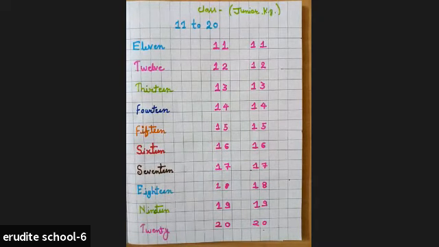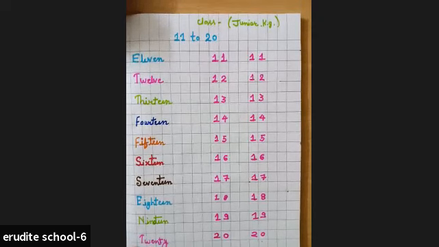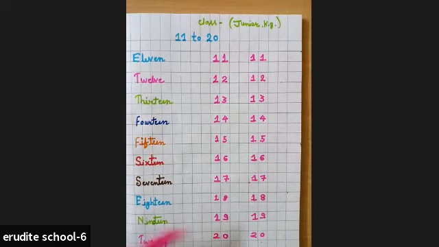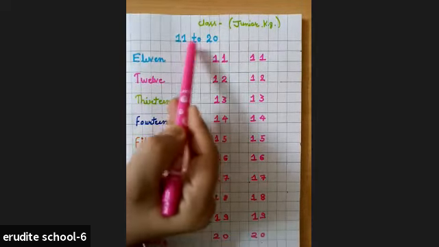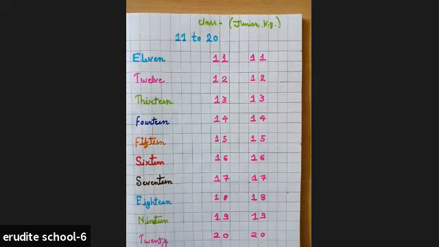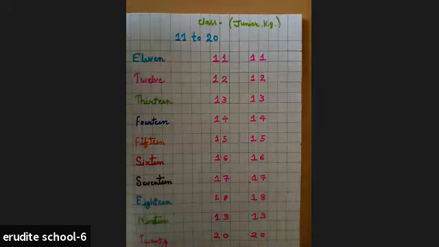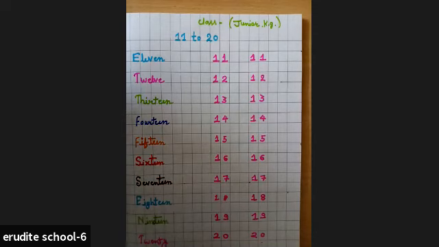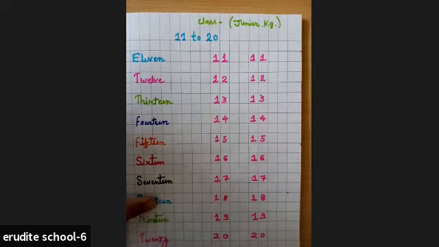Okay, everyone. This is counting, 11 to 20. Okay, beta. And you have to do this activity at home. Okay, beta. You have to do this activity at home. Okay, beta.